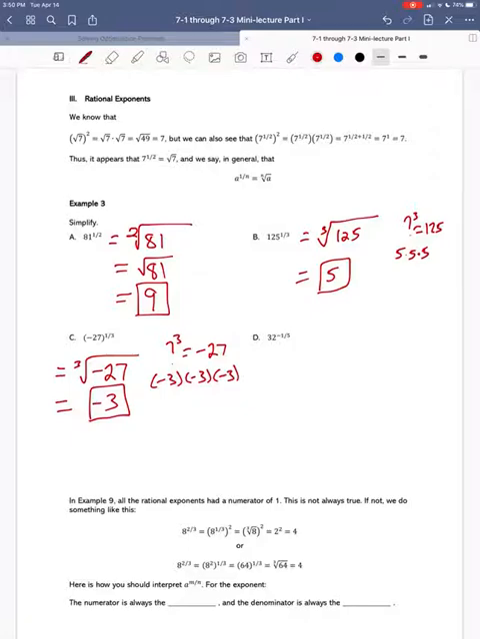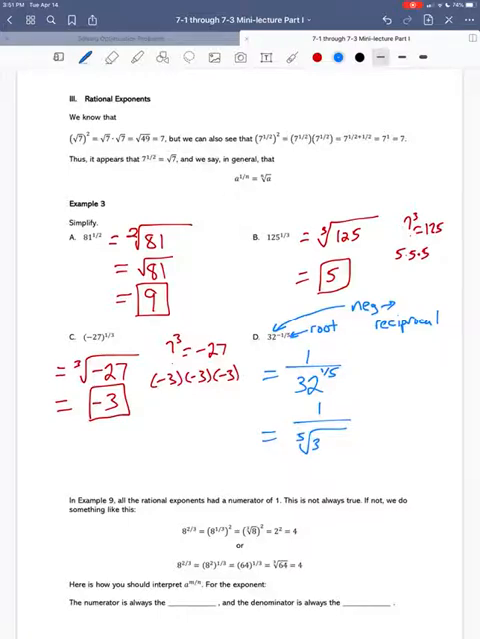And here in part D, 32 to the negative 1/5 power. Now, there's two things here. This 5th is my root. The negative, we have to go way back and remember negative means I take the reciprocal. So I can actually rewrite this as 1 over 32 to the 1/5 power. So that would be 1 over the 5th root of 32.